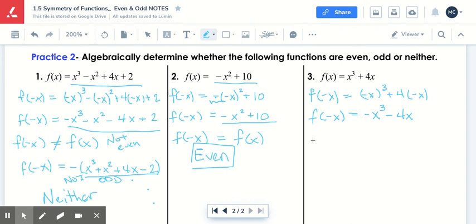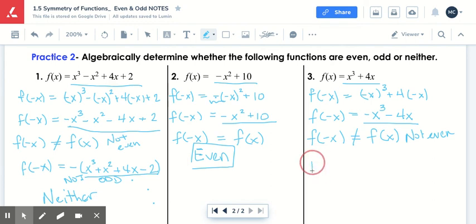Now with the third one, again, starting my analysis by checking what I got for f of negative x against the original function. So I'm comparing this to the original function. And I see that they are not the same. So I can say that this is not even. That means this function does not have that special type of symmetry. So now I need to check to see if it's odd, because if it's not even, it could be odd.